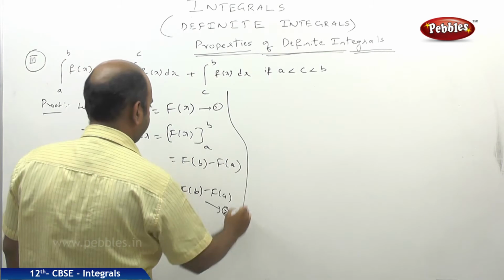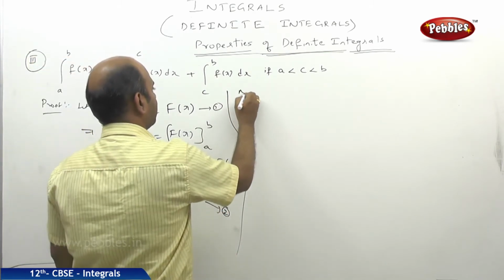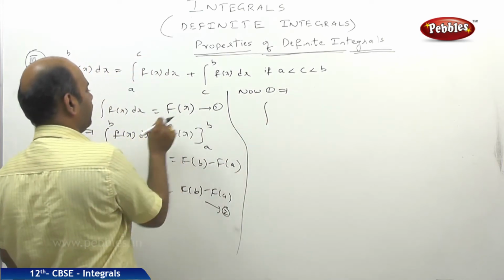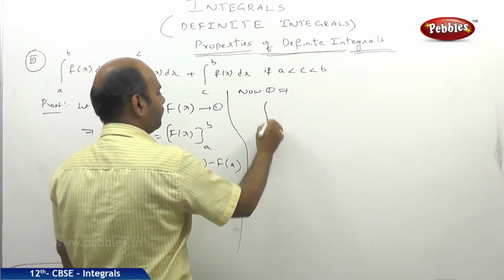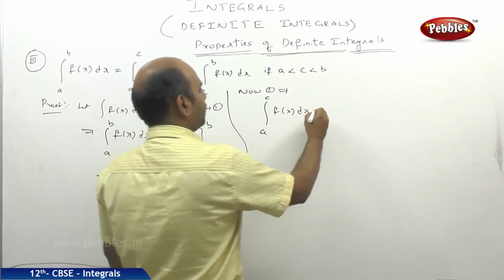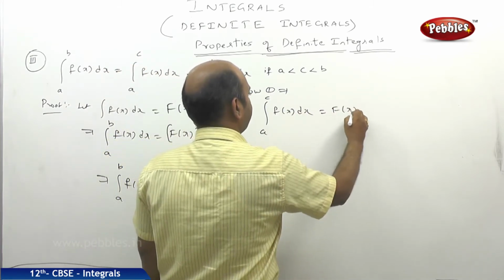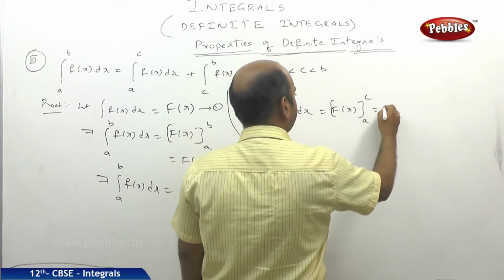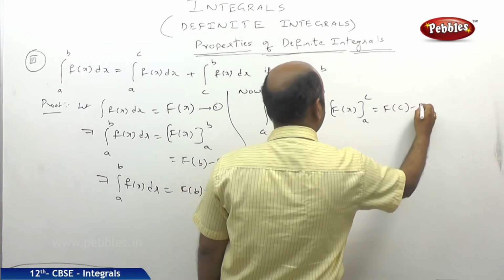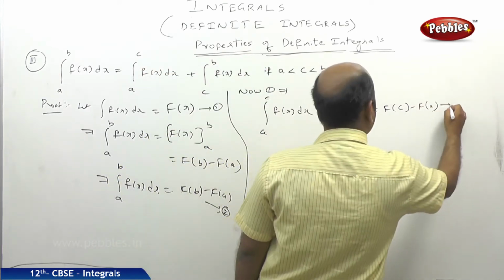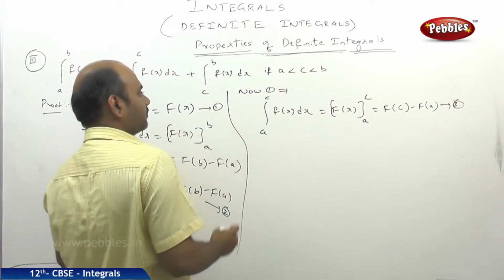Now in 1, I will be applying limits from a to c. Integral a to c f of x dx is equal to F of x, so here a to c. So finally what I will be getting is F of c minus F of a. I will call this number 3.